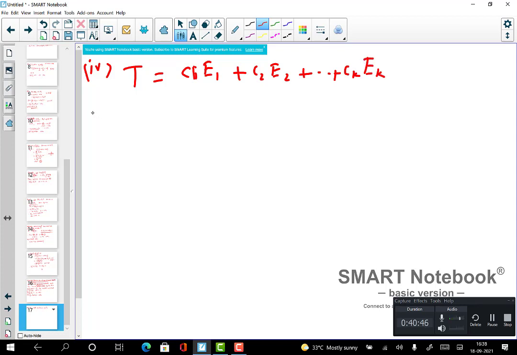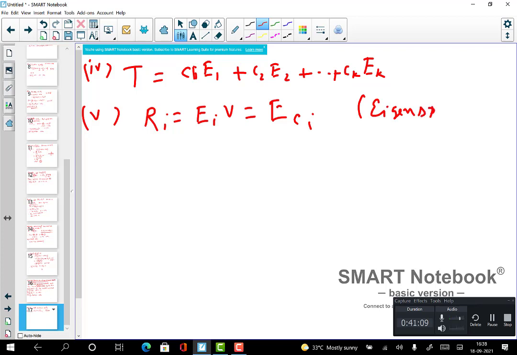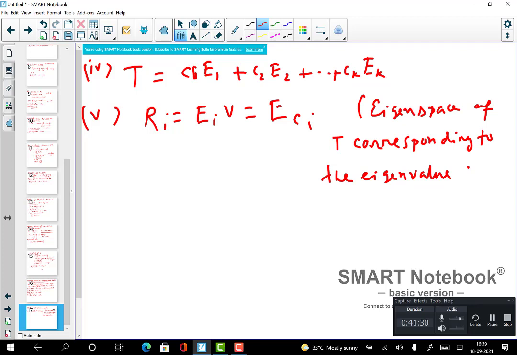Numbers three and four are more important. Not only that, number five is that the range of e_i, call it R_i, the range of e_i, is nothing but the eigenspace of T corresponding to eigenvalue c_i. So this is nothing but E(c_i), the eigenspace of T corresponding to eigenvalue c_i. Okay, so this is the theorem.